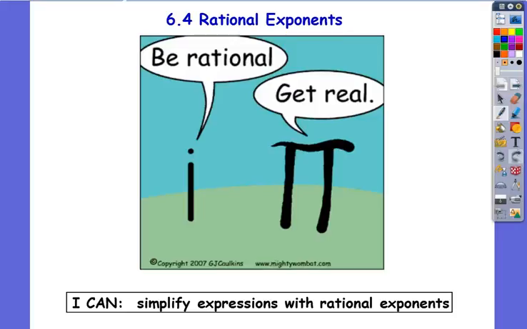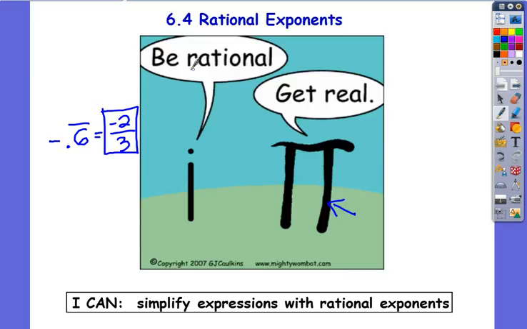6.4 is about rational exponents. So the first thing to do would be review what the word rational means. This is a pretty important word in math. A rational number can be expressed as the quotient of two integers. So for instance, negative 0.6 repeating, this is a rational number because I could write it as negative 2 over 3, or the quotient of two integers. Pi is not a rational number because I couldn't write it as an integer divided by another integer.